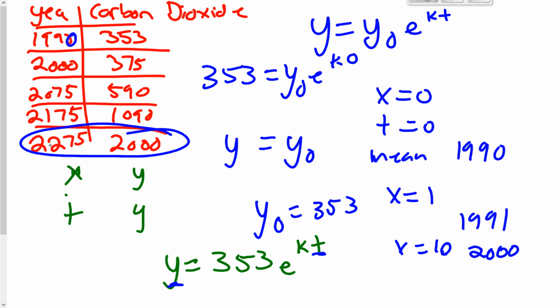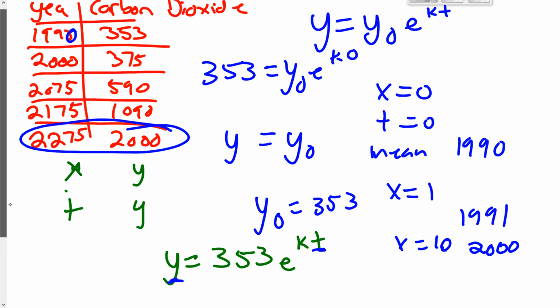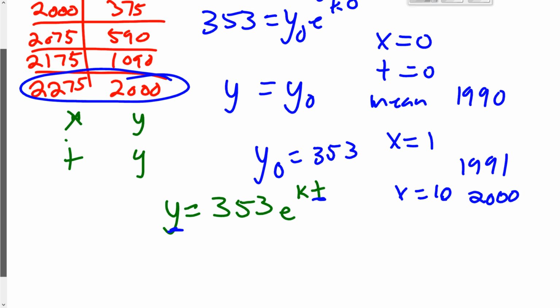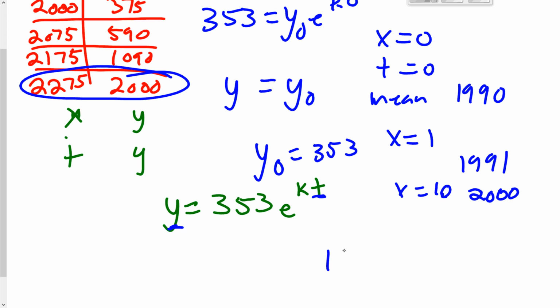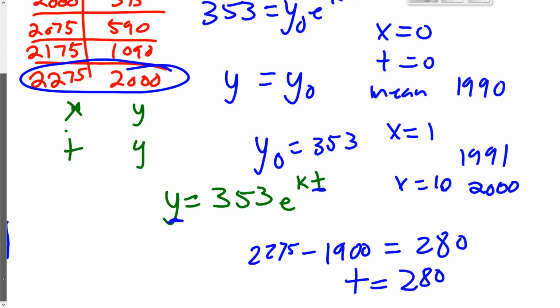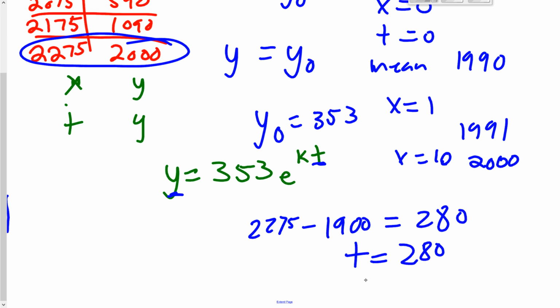The year 2275. What does that represent for x or for t? How many years is that past 1990? That's 285, 2275 minus 1990. So t equals 285. And what is my y value? Isn't that 2,000?